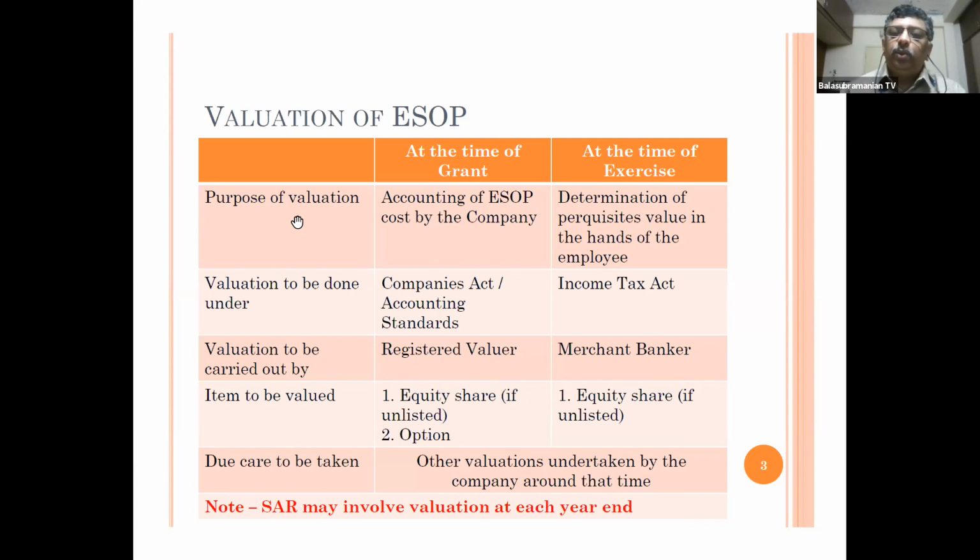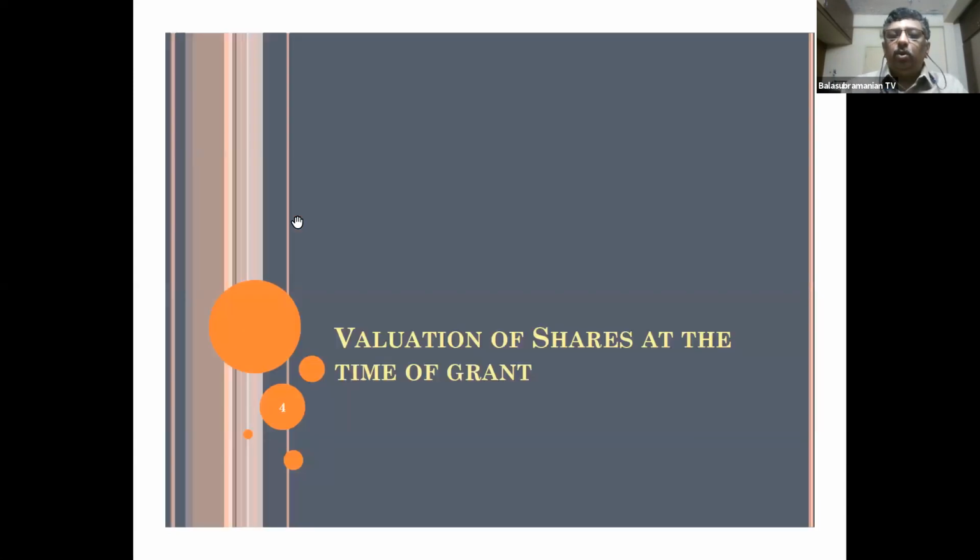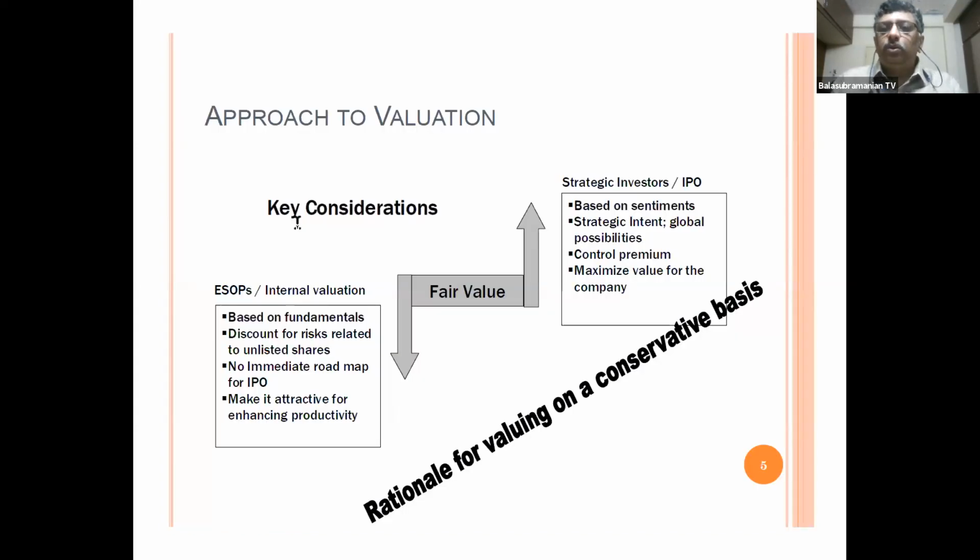SARs are to be valued at each period end, because they are based on the price increases as they happen, so they need to be valued at each year end. Whereas options per se are not revalued in the normal course, and they are accounted based on the valuation which was done at the time of grant. So this is the background to it. Now let's look at valuation of shares at the time of grant. What are the key issues and what do we need to consider?